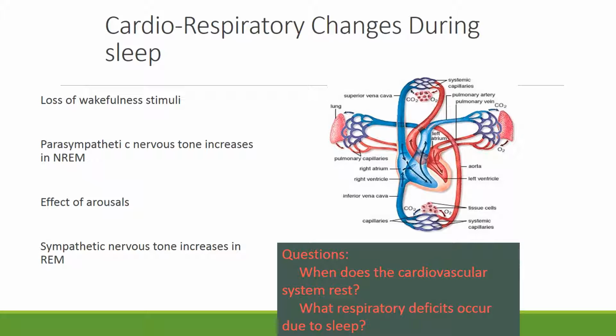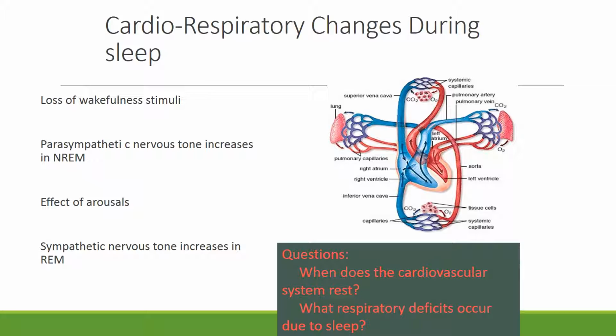As this occurs, our body's going to rely less on the sympathetic nervous system control and more on the parasympathetic nervous system control. The increase in the parasympathetic tone brings the heart rate down. There is a decrease in cardiac output and blood pressure. The overall effect of this is going to be a decrease in myocardial work.